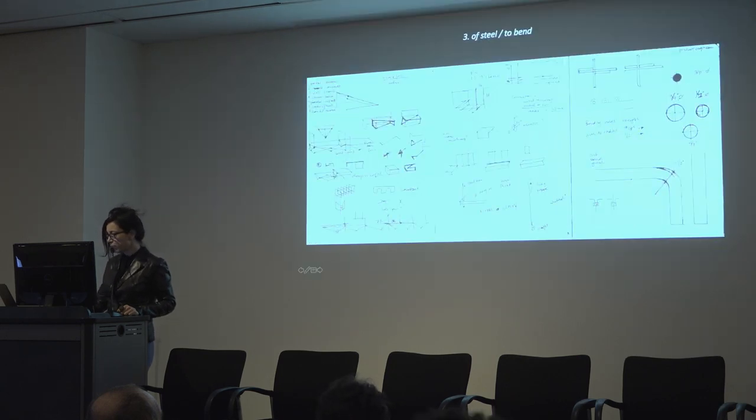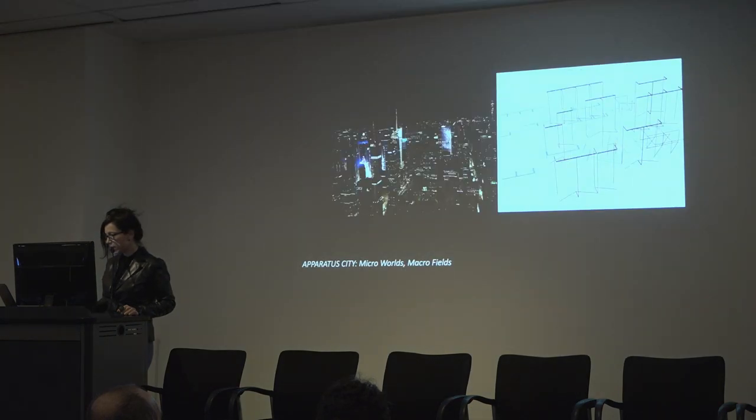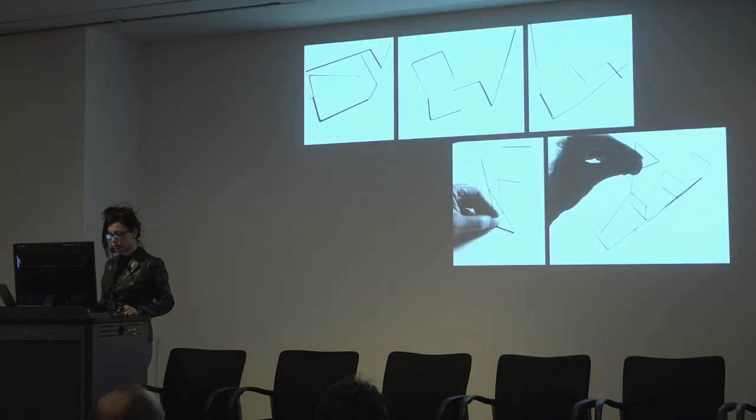Number three. The number three is of steel to bend. And these are hand sketches that compute different configurations and consider various conditions of joinery of one single material section, a half-inch steel rod. And think about the parts to whole and the programmed interaction across scales. It's called Apparatus City. It was highly inspired by the idea of moving these modules within a rigid structured grid, and thinking about human interaction and the unpredictability or unprogrammed use of these spaces.